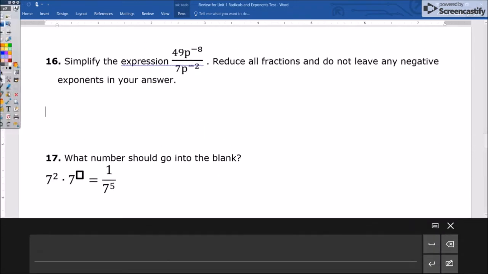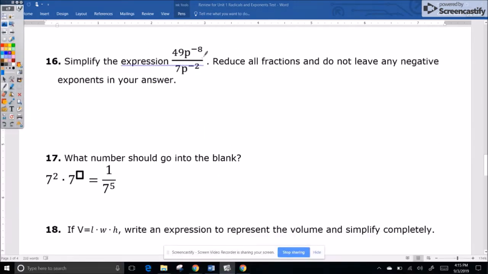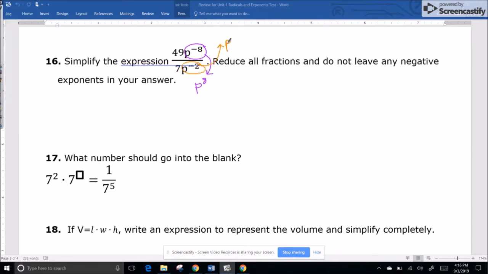In number 16, both variables have negative exponents. So my p to the negative 8 is going to come down to the denominator and become positive. And my p to the negative 2 is going to come up to the numerator and become positive. So 49 divided by 7 is 7. And then in the numerator, we have p to the second. Denominator, we have p to the eighth. Using my subtraction rule, 2 minus 8 is negative 6. So I'm going to leave that 6 in the denominator as positive.